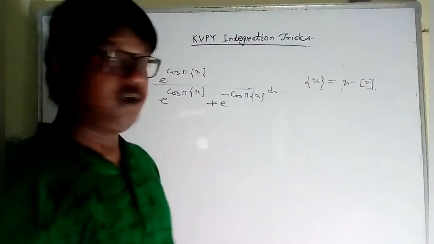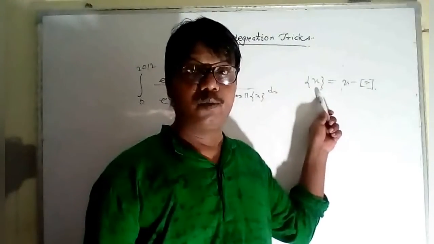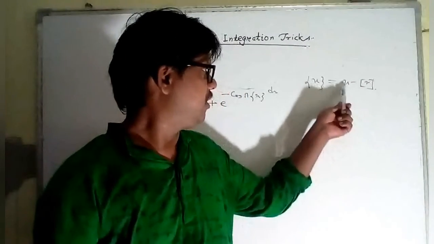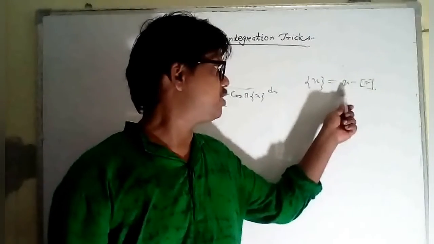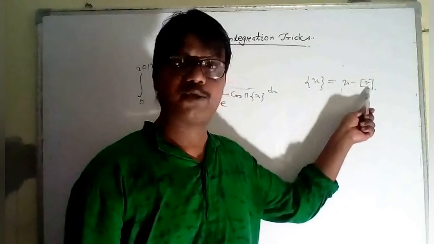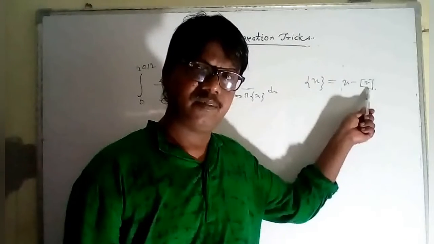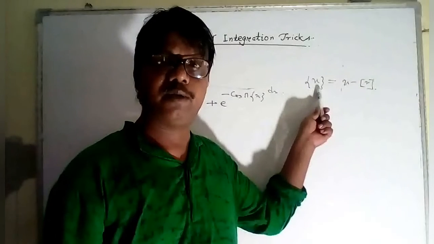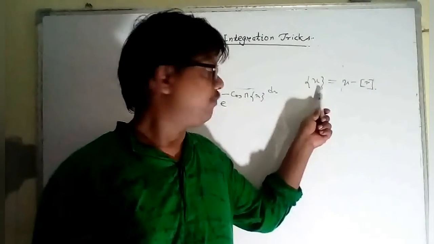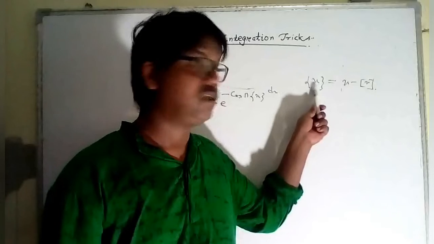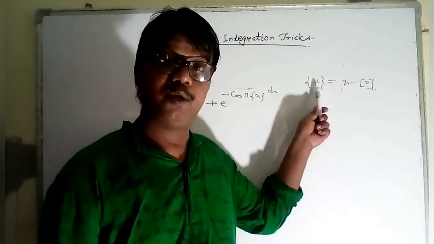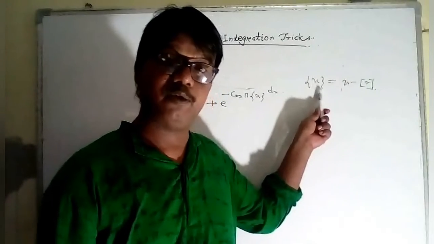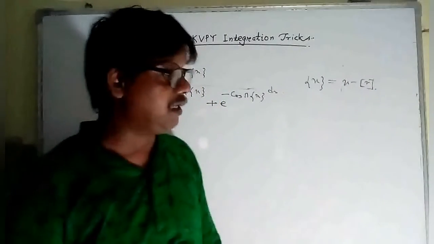It is very important that when suppose x equals 2.5, then box x is 2, and x minus box x is 2.5 minus 2, that is 0.5, which lies between 0 and 1. Always this function lies between 0 and 1. After 1, its value repeats. So this is a periodic function of period 1. Must remember, there is a very important theorem.